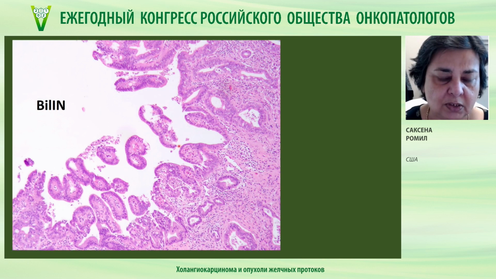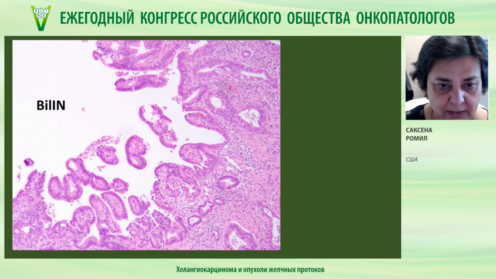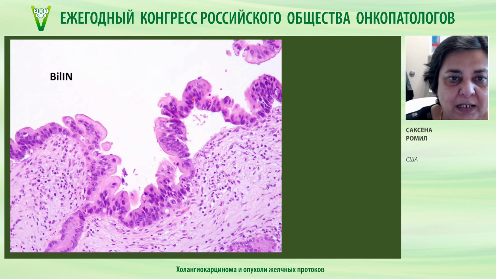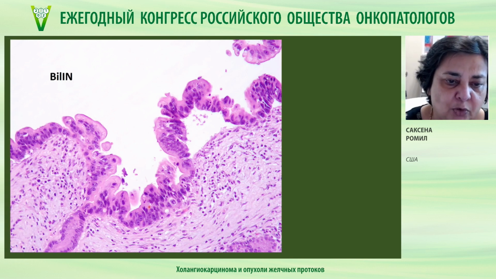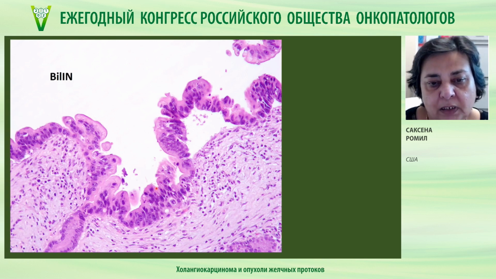You see the lining of the duct has these micropapillary vascular fronts, and the nuclei themselves are pleomorphic, hyperchromatic. They have lost their polarity. We see this here on a higher power where you see the piling up of the nuclei. You see hyperchromasia and enlargement of the nuclei and a lot of pleomorphism. So here, for example, there's a lot of pleomorphism, very hyperchromatic, multi-layered nuclei. So this is biliary intraepithelial neoplasia.